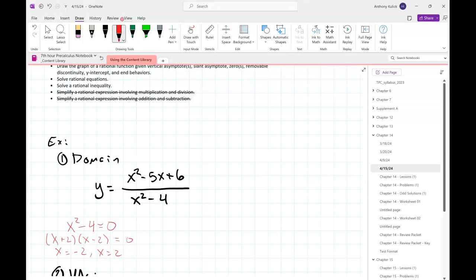Now, these are the values that make the denominator 0, correct? These are the values that I don't want in my domain. How am I going to write my domain using interval notation so it represents all the x's except for negative 2 and positive 2?